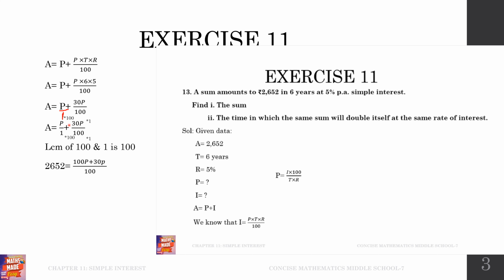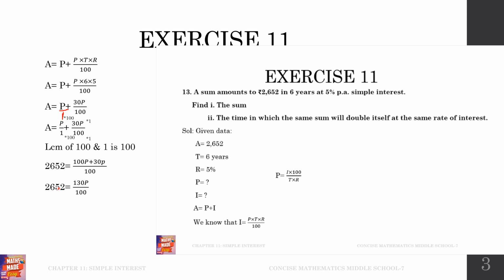2652 is equal to 100 into P, that is 100p plus 30p by 100. Now you can add the numerators, it will be 130p by 100. Look here carefully children, we need to find out the p value. So keep the p as it is, and just get this 100 to the other side.